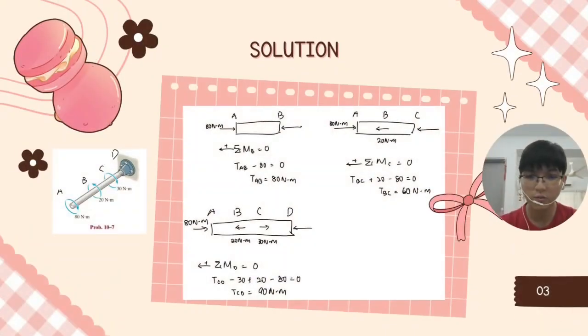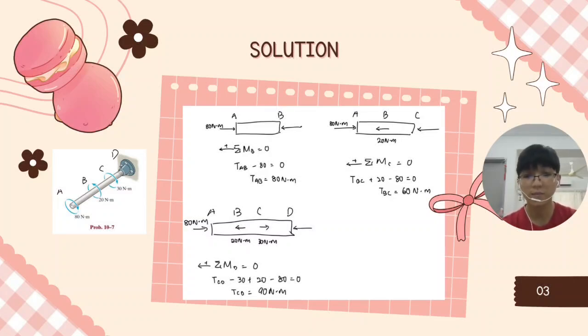To solve this question, we have to label the diagram with ABCD at each point of the top and also the ending. Then we will separate it into segments AB, BC, and CD to calculate the torques TAB, TBC, and TCD. To calculate it, we have to use the equation of equilibrium, which is the sum of the moment. So the answer for TAB is 80, the answer for TBC is 60, and the answer for TCD is 90.